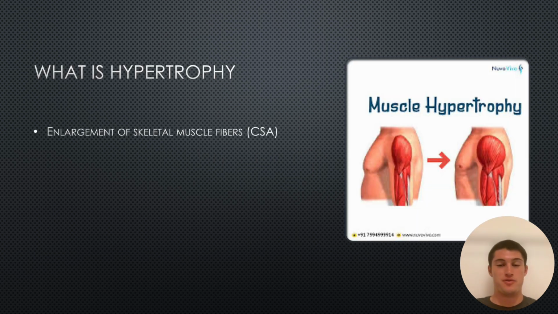So what is muscle hypertrophy? Essentially, it's just enlargement of skeletal muscle fibers in the cross-sectional area of a muscle. So it's basically the enlargement of the actual actin and myosin components of the muscle, so increasing contractile components. So basically what a lot of people refer to as muscle size.